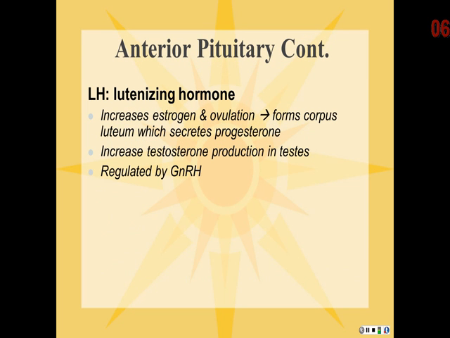LH, or luteinizing hormone, triggers ovulation with the large surge of estrogen it triggers. It also favors the formation of the corpus luteum to secrete progesterone. This also stimulates the follicular cells to secrete estrogen and testosterone.